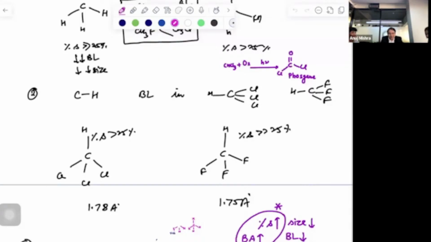Wait, you've done back bonding? Yeah. Go to back bonding lecture. Revise it, you people started on it. Go to back bonding. There you did the question CHCl3 versus CHF3. Which one is more acidic? Just go to this page.